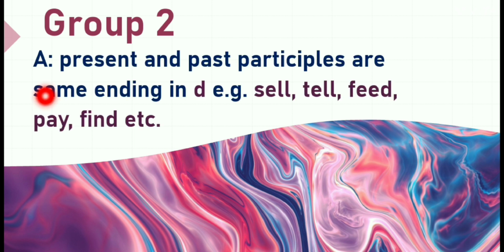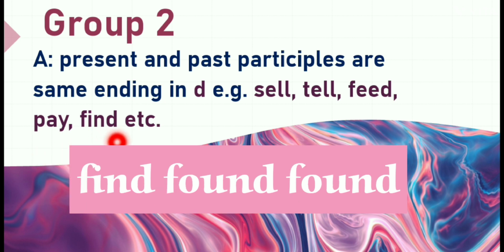Now group 2 has 3 categories. Category A is where the second and third forms are the same, ending in D, like sell, sold, sold; tell, told, told; feed, fed, fed. In the same way, pay, find, etc.